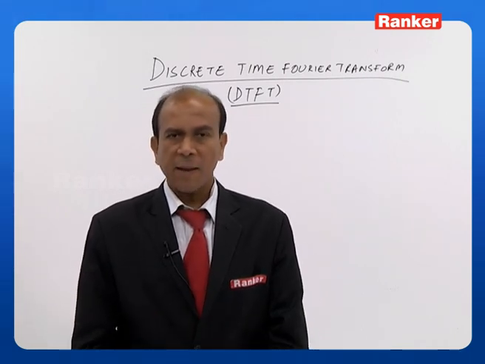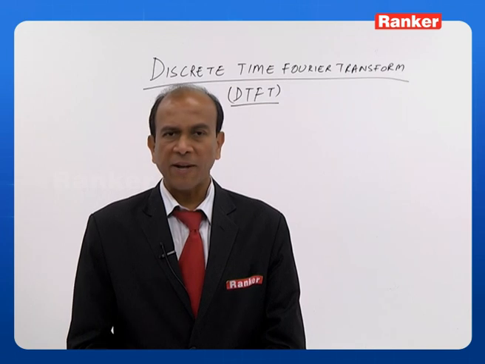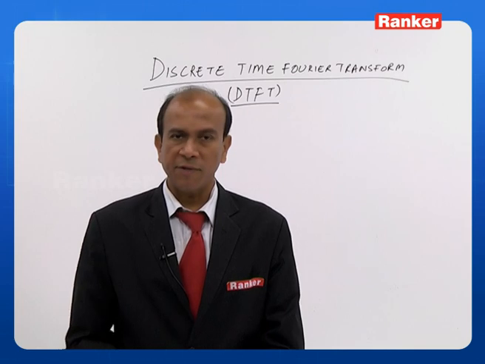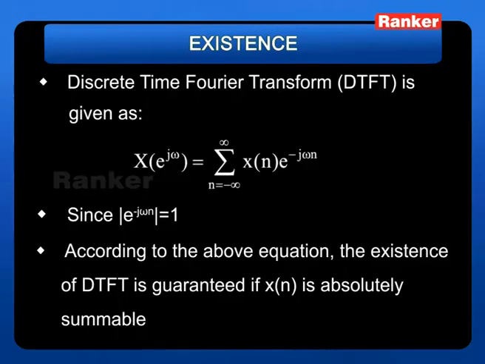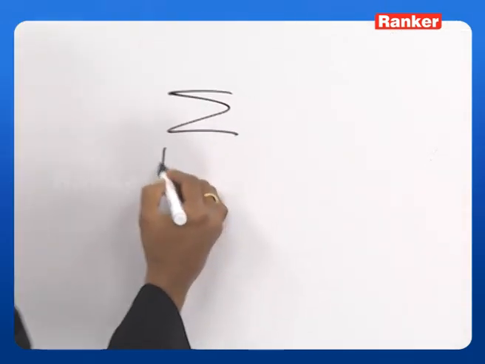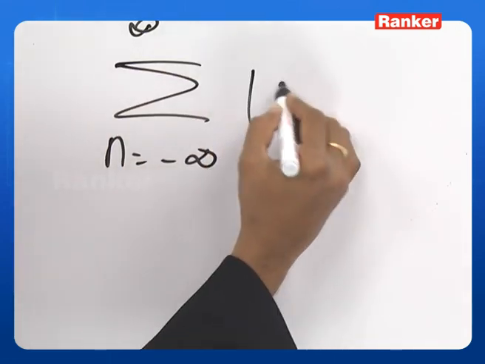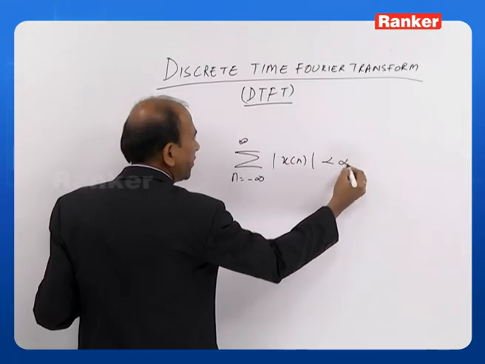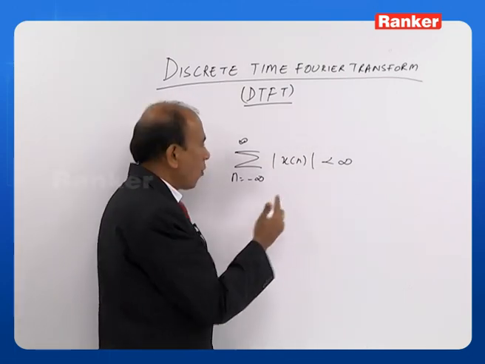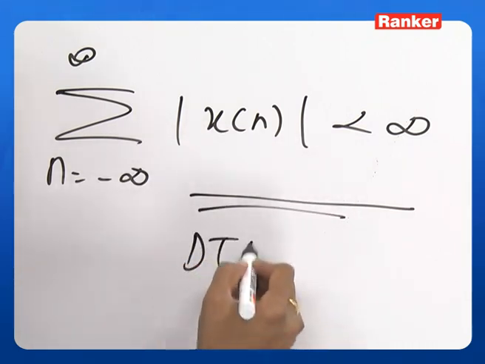Mathematically, what is happening here? Summation n equal to minus infinity to plus infinity, mod of x of n must be less than infinity. That means it should converge rather than diverge. It may be noted that this condition is sufficient, but is not a necessary condition for the existence of X of e to the power of j omega. So, when I sum n equal to minus infinity to plus infinity, mod of x of n must be less than infinity. That means this is absolutely summable. The value must be less than infinity. When this happens, then there exists a DTFT.